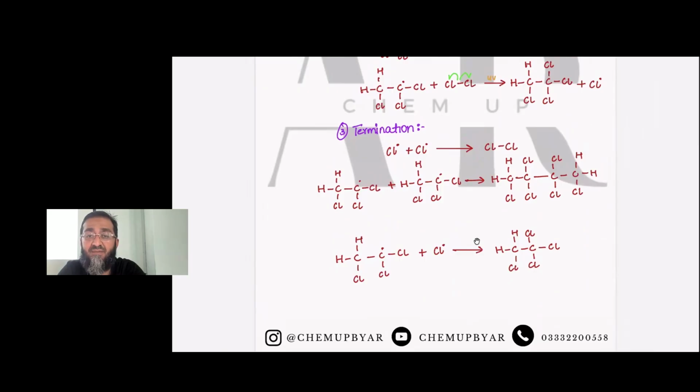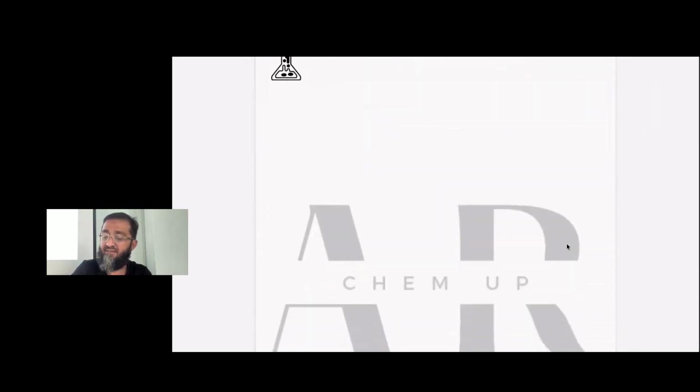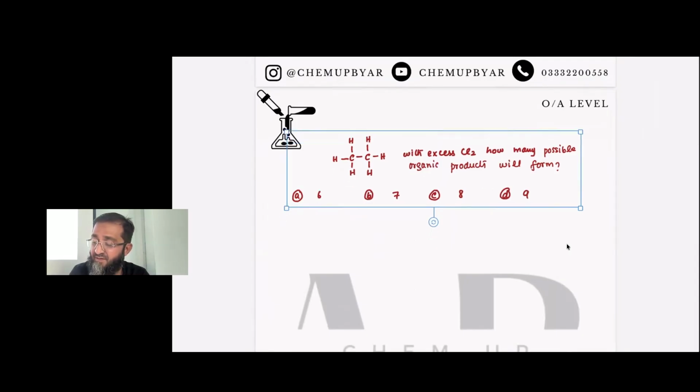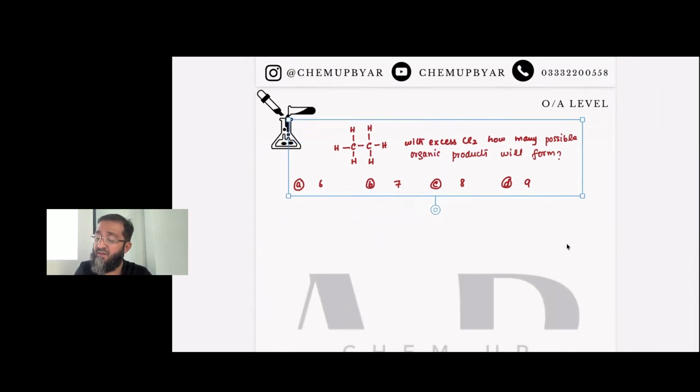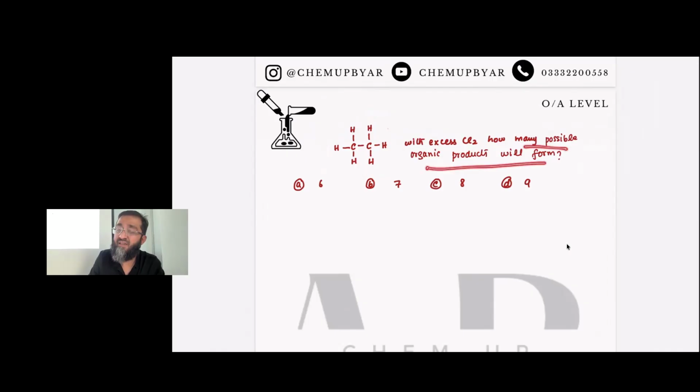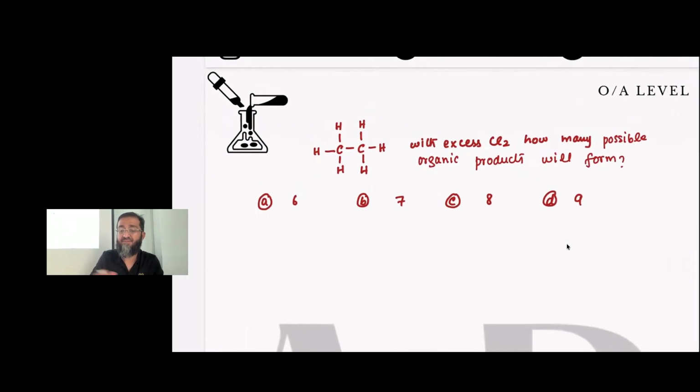So sometimes in MCQs, the examiner asks a question like this. With excess of chlorine, how many possible products? So this is the organic compound which is reacted with excess of chlorine. How many possible organic products will form? Yes. How many possible organic products will form?